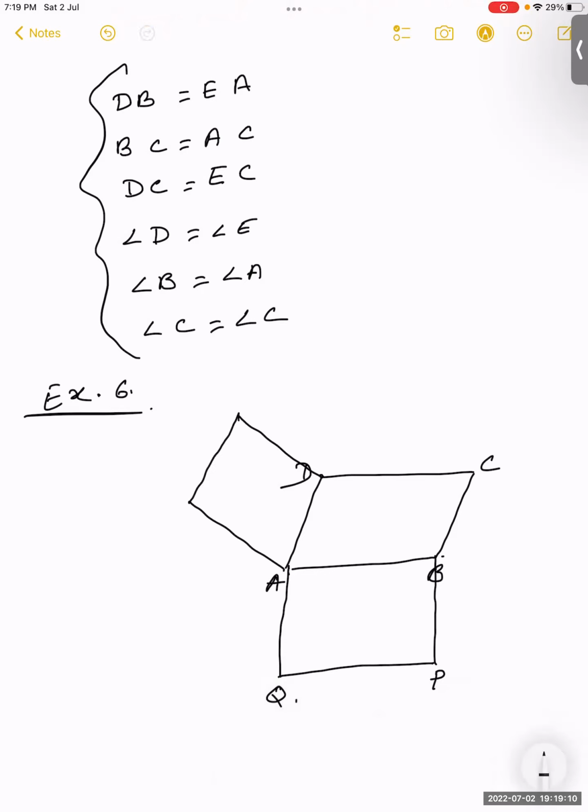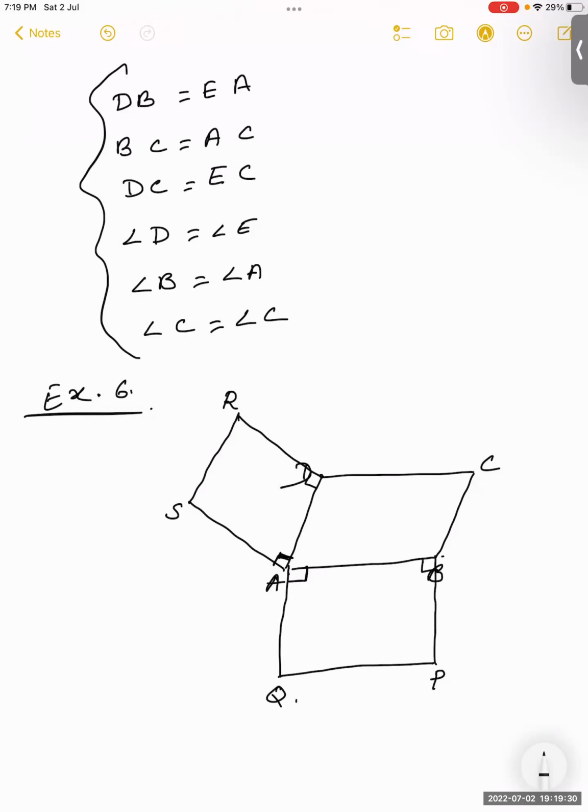Okay, assume that this is a square, though it doesn't look good. RSDA. Now, they have given some 90 degrees. So draw all the 90 degrees like this.